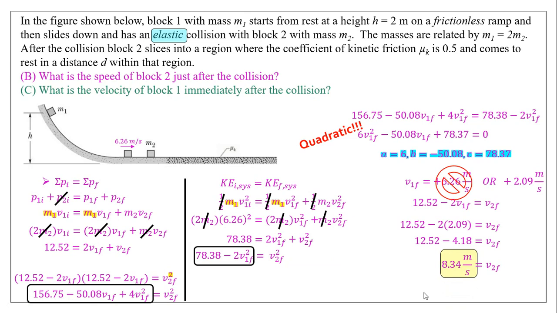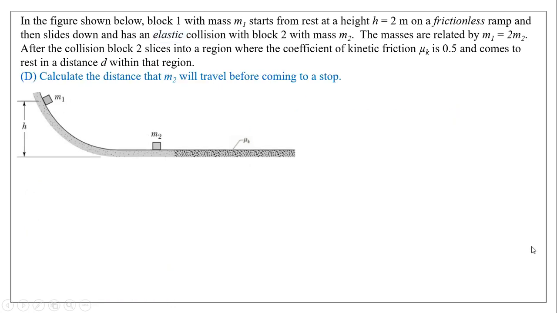Okay. And then part C here asks you to find the velocity of block 1 immediately after collision. As a matter of fact, I already have this answer because using the strategy that I have, I actually already found the speed of V1F after the collision. So again, once you do quadratic, you have two answers. I'm going to go with the one that makes sense, which is positive 2.09. So part C is done. All right. Let's go on and do part D.